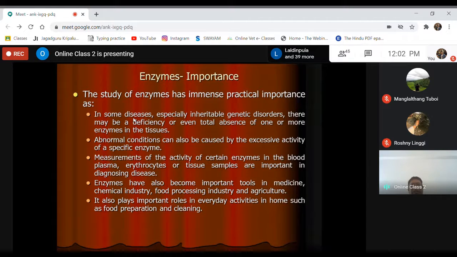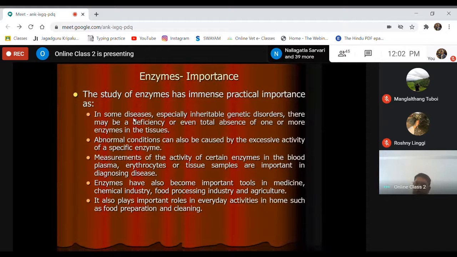Next is that enzymes have also become important tools in medicine, the chemical industry, food processing industry, and agriculture. So enzymes have wide application in industry, agriculture, and all that. Now you must have heard of detergents containing enzymes. Then you have the meat processing industry in which enzymes are used. So like that, enzymes have a very wide application in industry, agriculture, medicine, and all that.